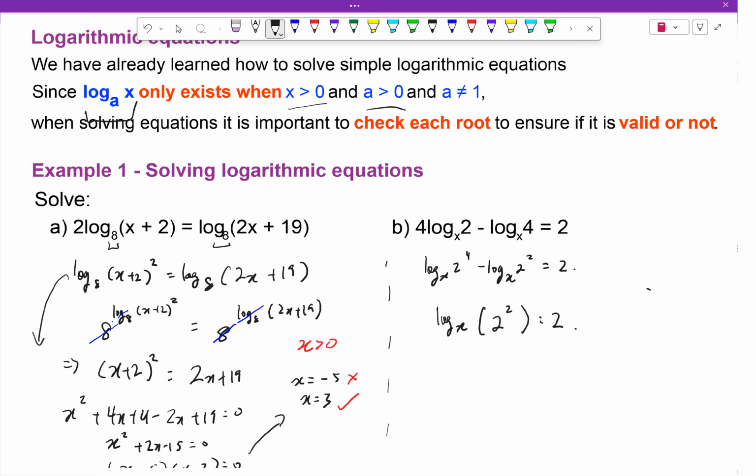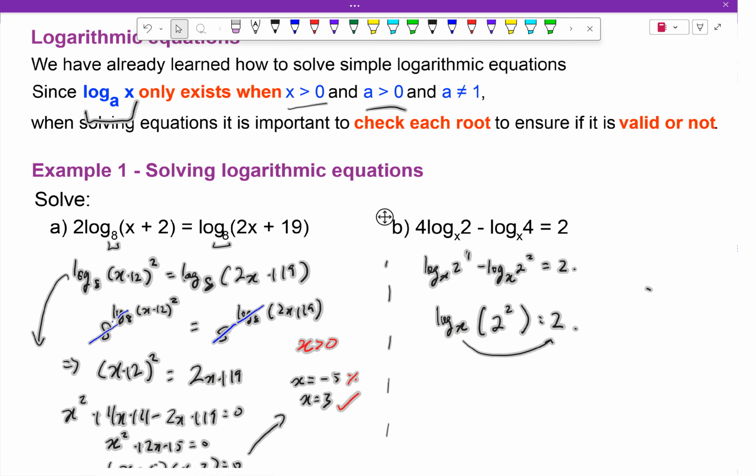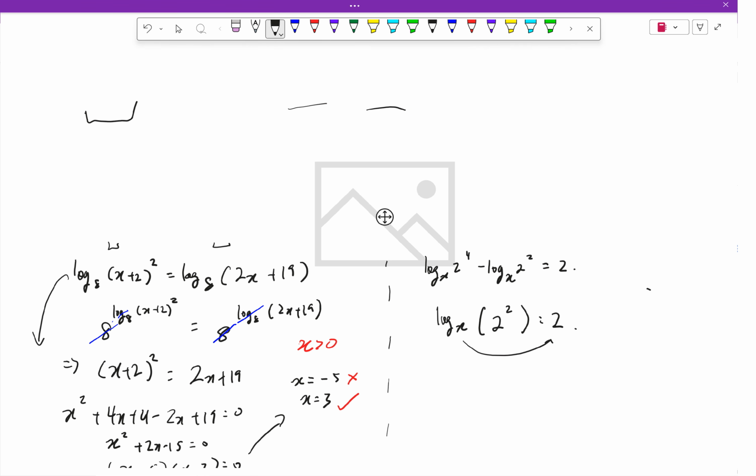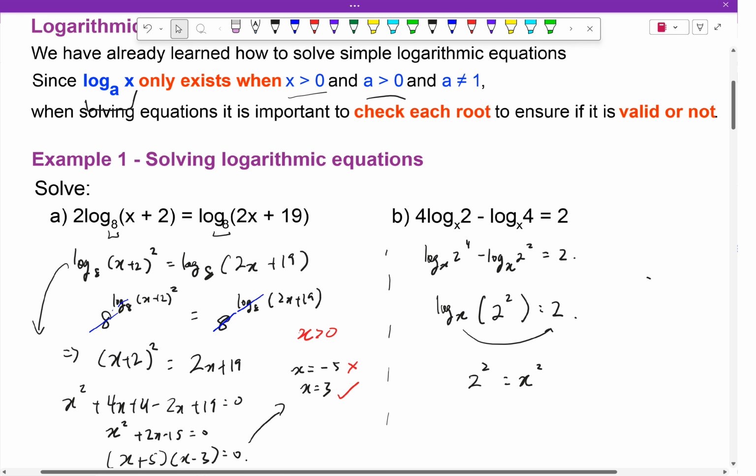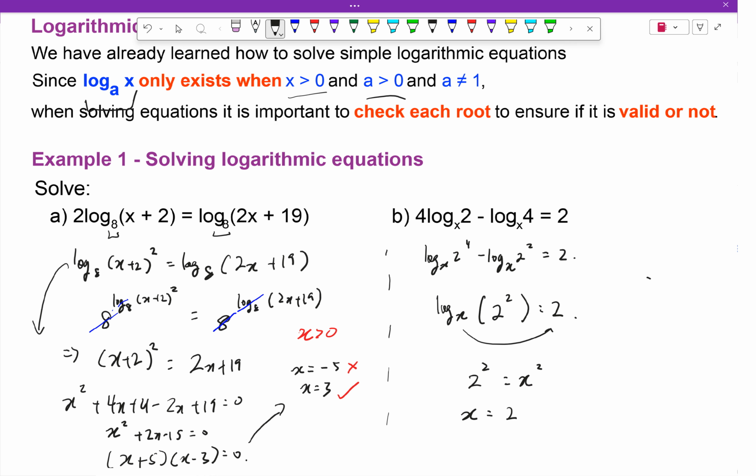因为我们的这个 rule, 我们看到有 log to the base x. We want to try and make x not inside the log. So we can multiply that. We can just make the base to the power of the base on the opposite side. So that becomes 我们的 2 square equals to x to the power of 2. So from here, 我们就已经可以得到 x is just equals to 2.